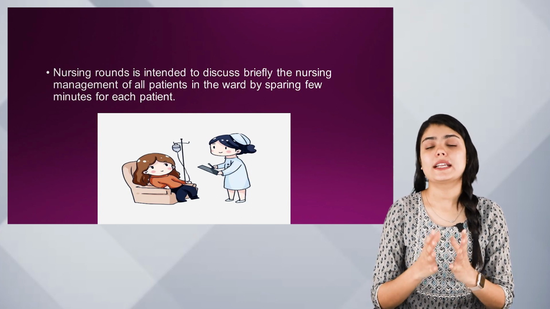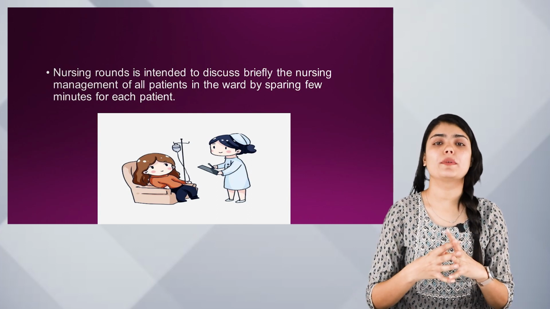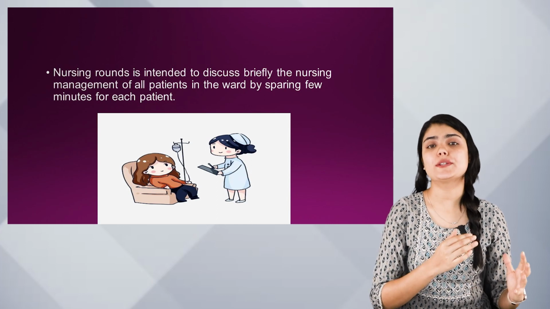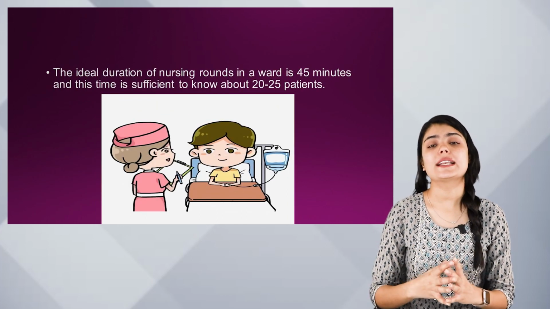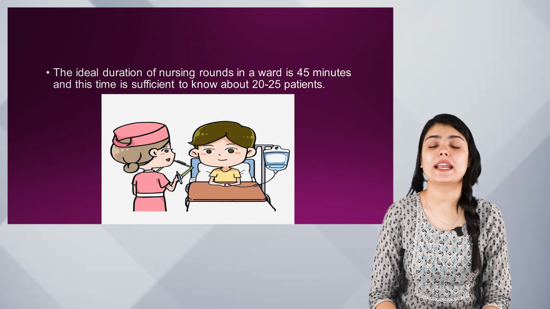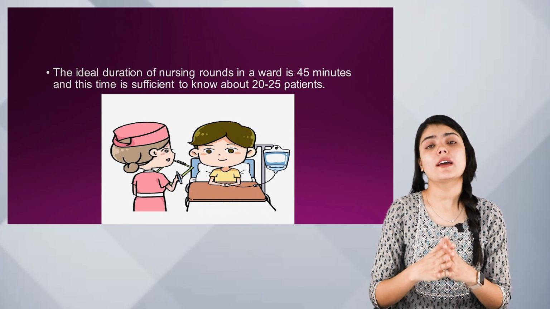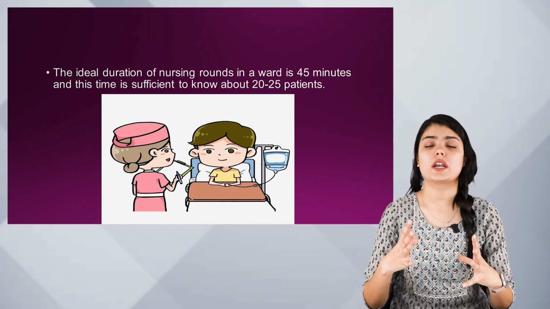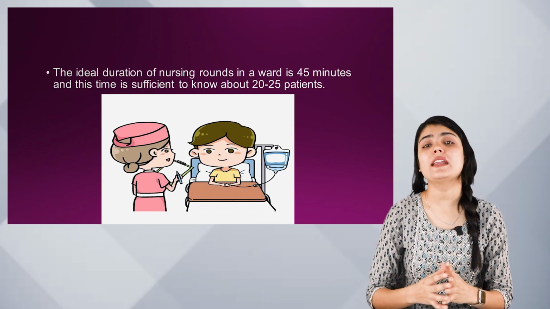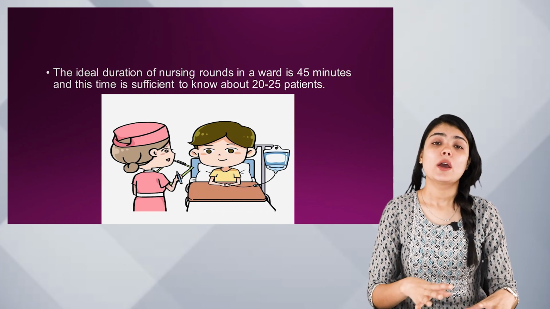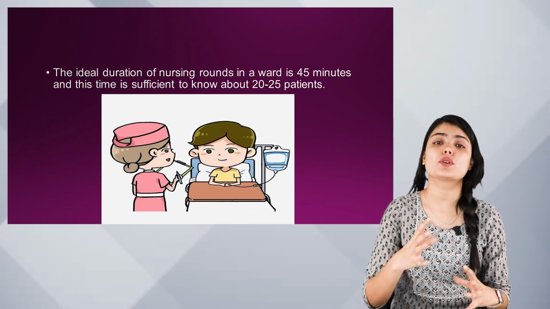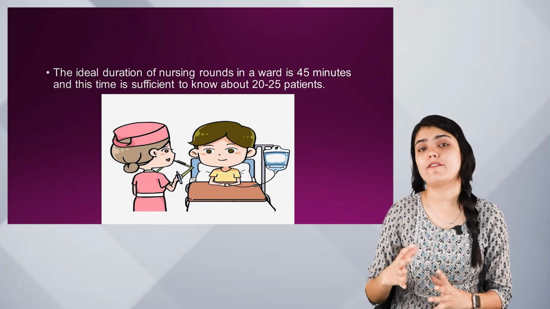Now that we know that in nursing round, the group that has been assembled goes to each of the patients. Few minutes is spared for each of the patients so that the adequacy of the nursing care can be assessed. Now, what is the ideal duration for a nursing round? The ideal duration for any nursing round is about 45 minutes in a particular ward, which is sufficient to see around 20 to 25 patients.